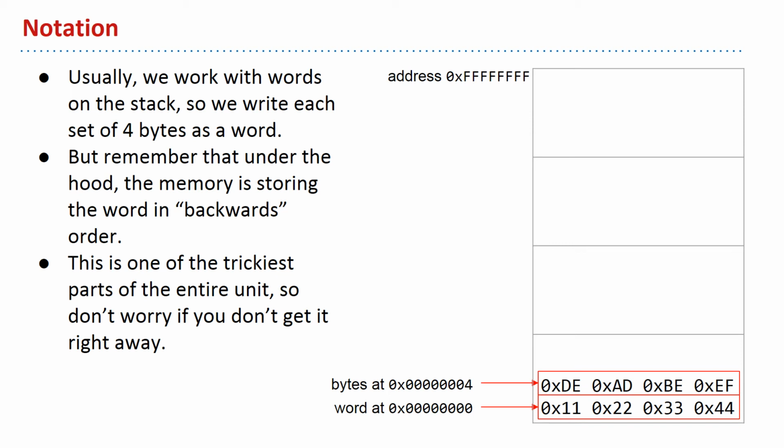But remember that under the hood, what it actually looks like is that the first byte is the 11, the second byte is the 22, the next byte is the 33, and the last byte is the 44. So remember that under the hood, the word is kind of being stored in backwards order, but then when we write it out, sometimes we just write out the word because we don't want to have to keep thinking about forwards, backwards, forwards, backwards. And in project 1, if you ever want to write a word into memory, you have to write it backwards. So let's say I want to write the word 44332211 into memory. I need to reverse that into 11223344 and then enter that into memory.